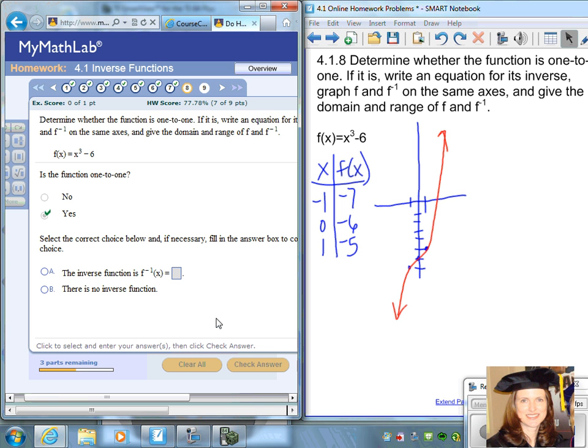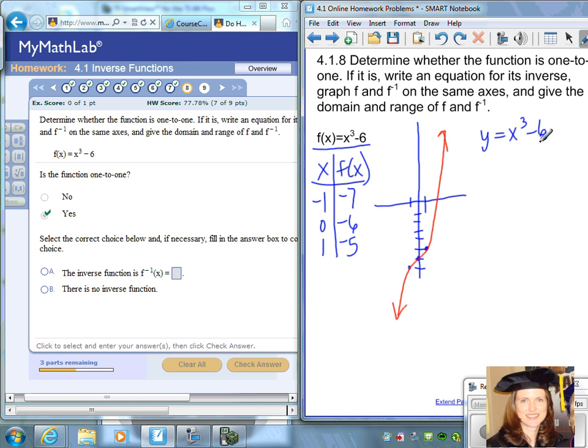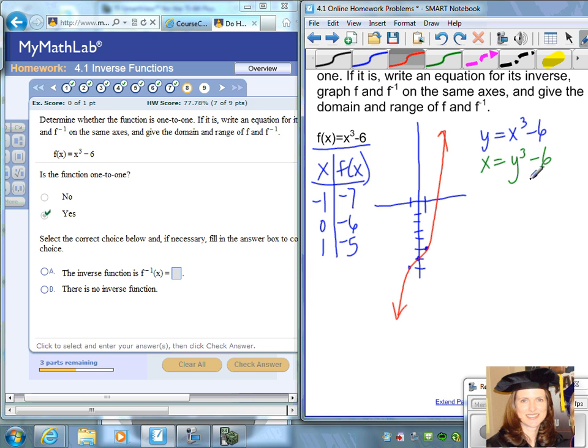Now we want to find the equation of the inverse. The way you find an inverse for a function is to take the function, replace the f of x with y. So you get y equals x to the third minus 6. Interchange the x's and the y's. Where you see a y, you're going to put an x. Where you see an x, you're going to put a y. We're going to add 6 to both sides to solve for y.